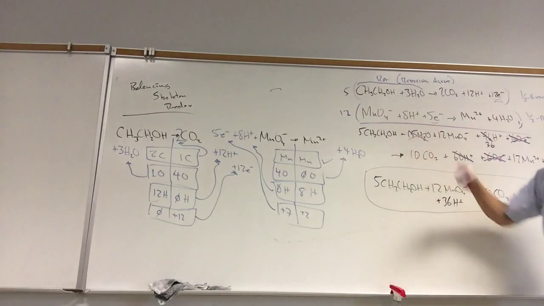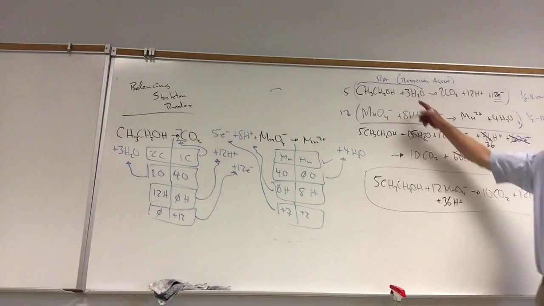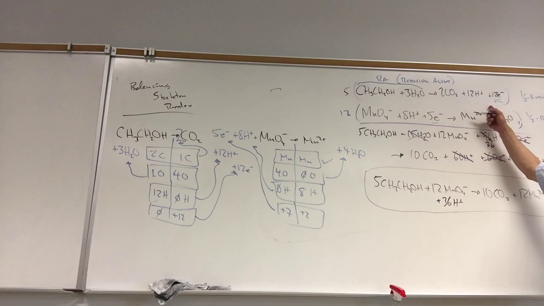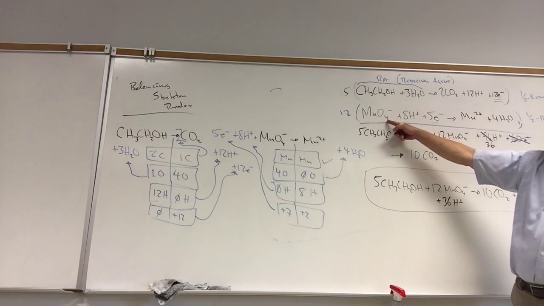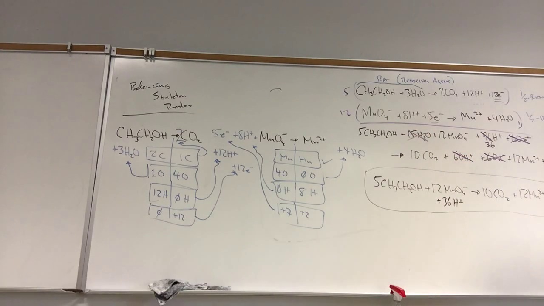RA stands for reducing agent. What's the permanganate doing? The permanganate's taking the electrons. The reducing agent is producing the electrons. Do you see this is electron rich because electrons are a product of this. Permanganate is electron rich or electron poor? Permanganate is electron poor. You see it?